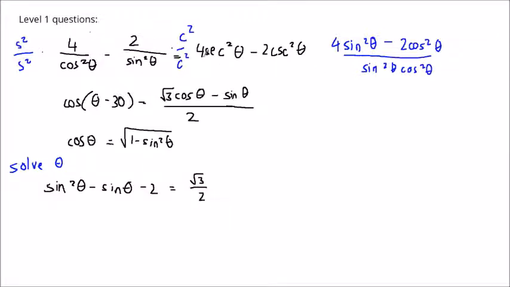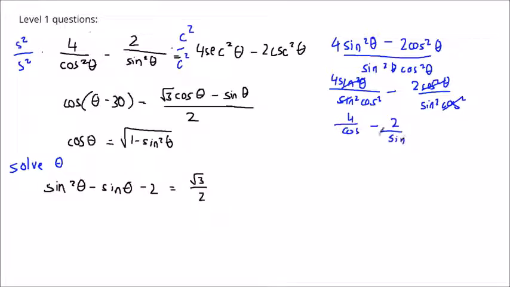If you split the fraction, because you still want two things, you'll get 4 sine squared theta over sine squared cosine squared, and then minus 2 cosine squared theta over sine squared cosine squared. So then you can cross those off, you'll have 4 over cos squared minus 2 over sine squared, which is equal to 4 sec squared theta minus 2 cosecant squared theta. And that is your first one.